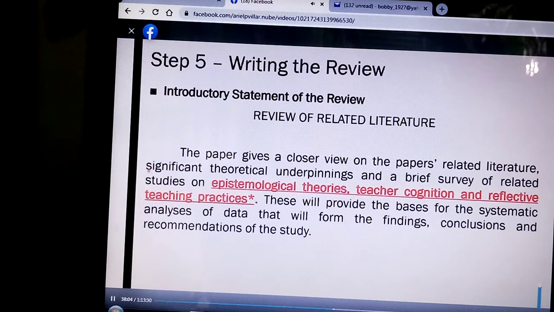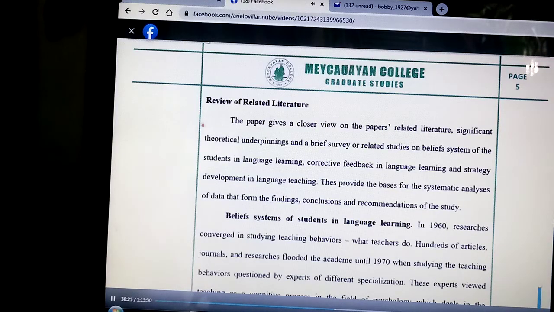ang pasok po ng paragraph nyo when you do your review of related literature is this format. Ganito po ang suggested format po when you do your proposal. When you start your review of related literature. Okay, ito lang papalitan nyo yung kulay pula based on your key terms. Example po tayo. Okay, let's have a sample here.